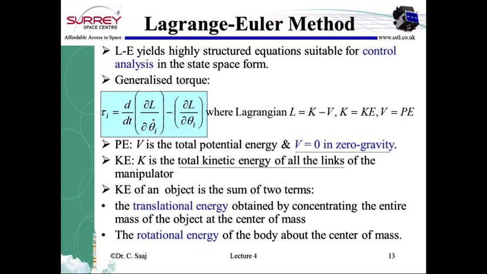So the translational energy is obtained by concentrating the entire mass of the arm at the center of mass, and then the rotational energy of the body is also obtained with respect to its center of mass.